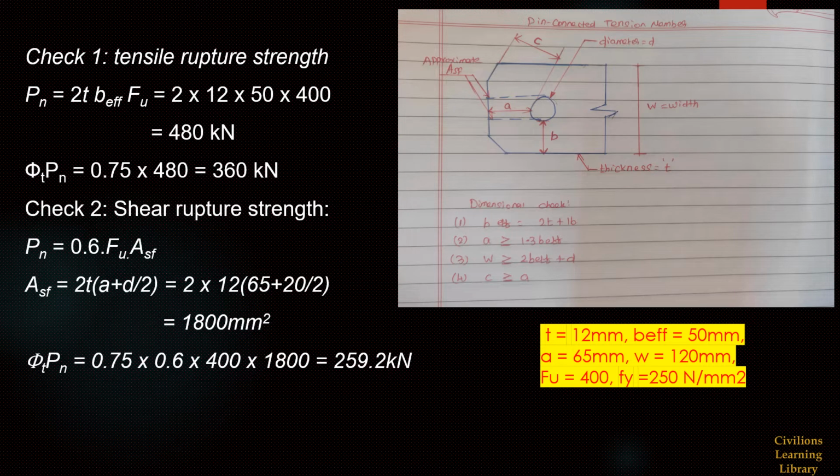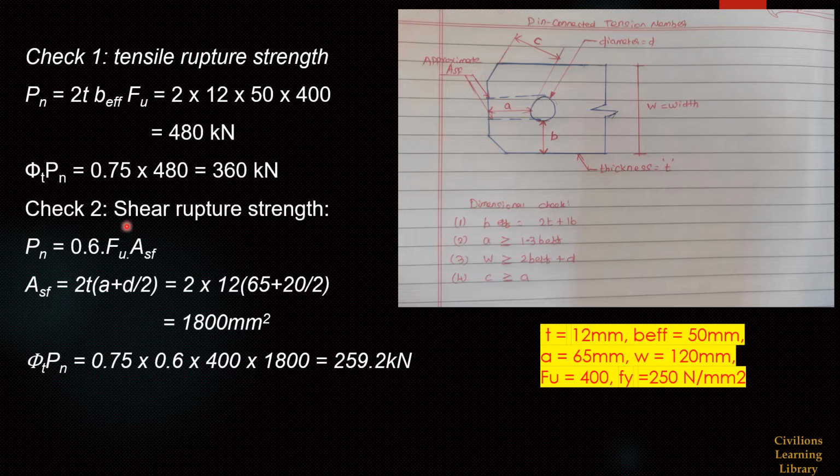Totally, we have 4 checks for this pin connection tension member. First check is tensile rupture strength of this particular plate. To find the tensile rupture strength, the formula is 2t into B effective into Fu. So 2 into t, the thickness 12, into B effective 50, into Fu, the ultimate strength of this plate, that is 400. So we are getting 480 kilonewton. For design tensile rupture strength, we have to multiply with the factor of safety, 0.75 for LRFD. So 0.75 into this 480, the rupture strength capacity of this particular plate is 360 kilonewton.